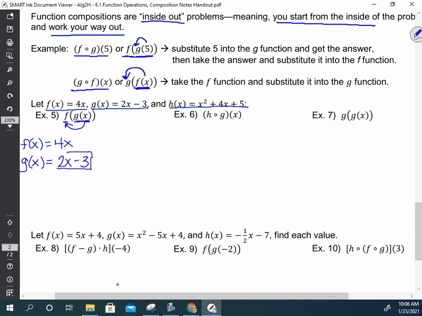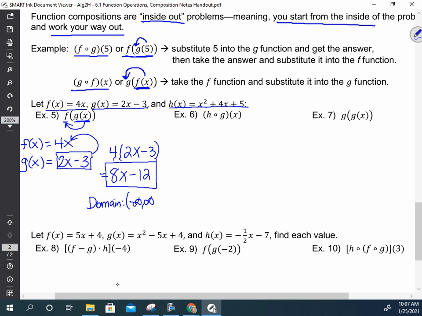So that means you're going to take the g function and plug it in for x. Just like when you were solving systems by substitution. Substitution problem. And after that, you solve it. Let's simplify. Problem's over. There's still no fraction, so your domain is all real numbers. Any questions? Example 5.